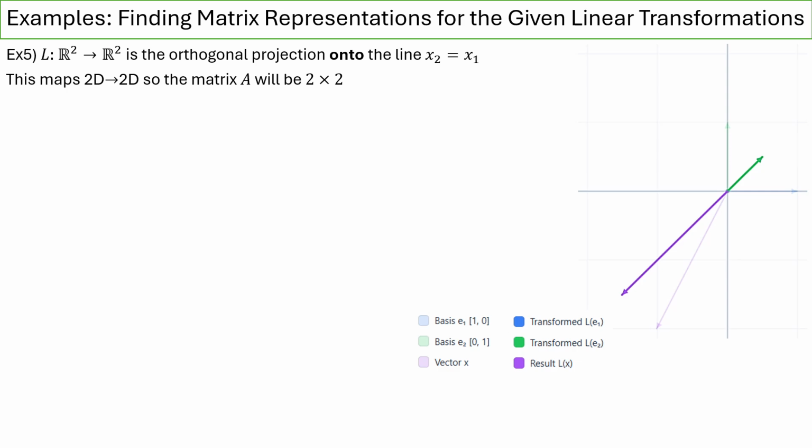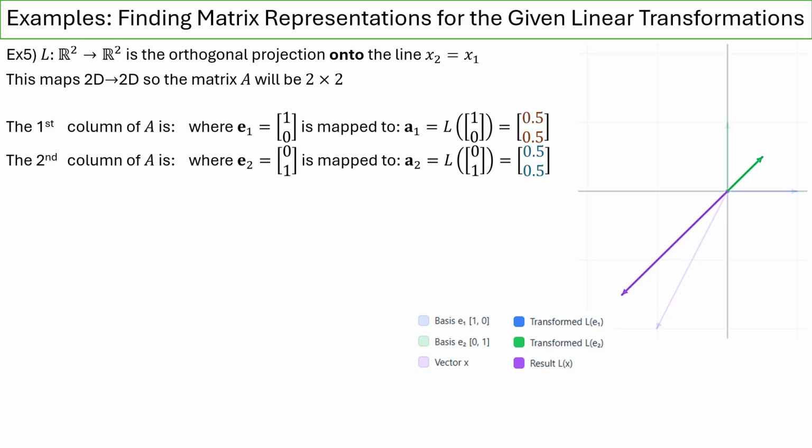Now for example 5, we have something different. Instead of reflecting, we're doing an orthogonal projection onto that same diagonal line, x2 equals x1. Imagine shining a light perpendicular to the line and seeing where the shadows of our vectors fall. First, look at E1, the vector (1, 0). Its shadow hits the line exactly halfway between the axes, and it maps to the point (0.5, 0.5). Now do the same looking at where (0, 1) maps to. Also, if we're mapping it onto the line y equals x orthogonally, it's going to end up at (0.5, 0.5).